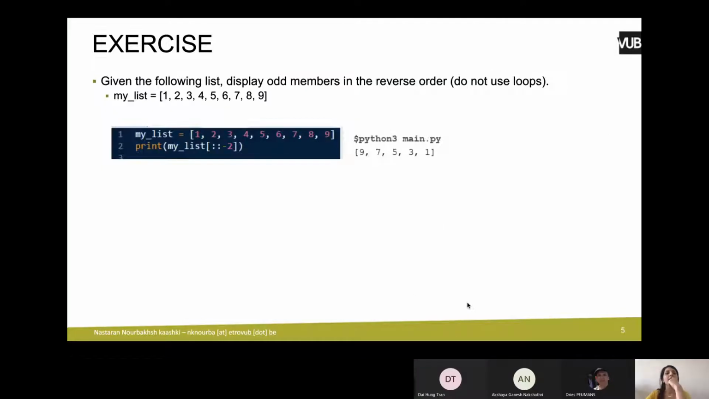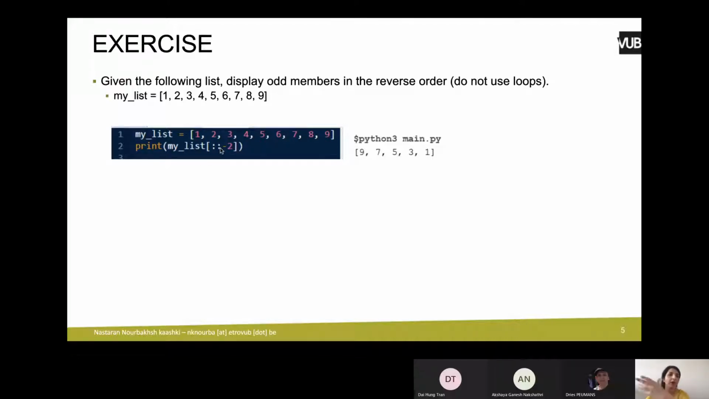And the other example was easier than this one. I said that given the following list, display the odd members in the reverse order. And I asked you not to use loops. So the list was this one, and now I create this list, I wanted to show the whole odd members.